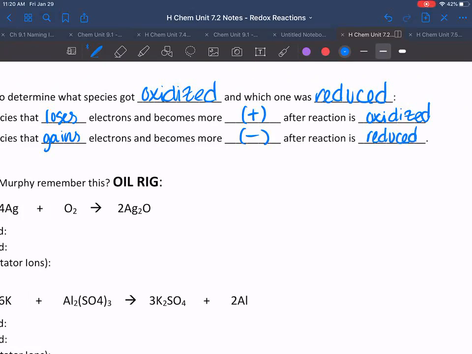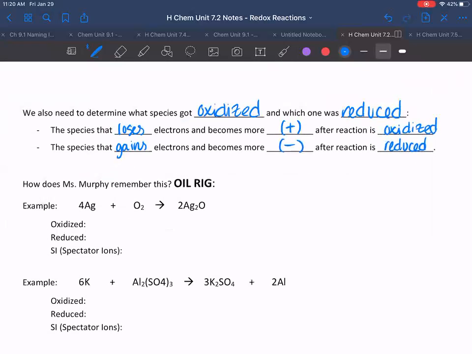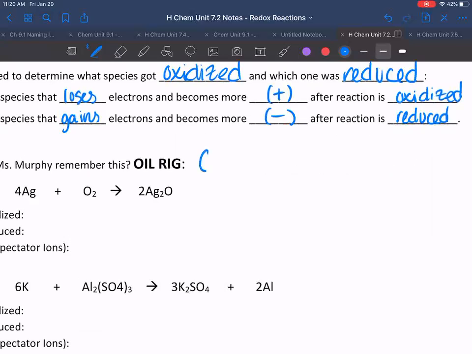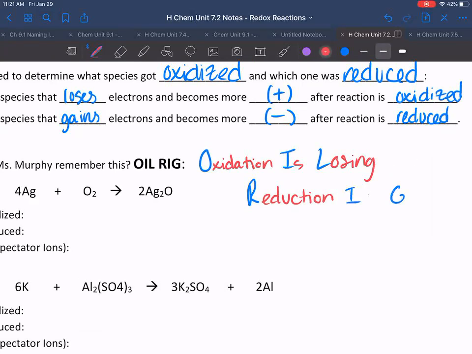And so I have a little word trick for you guys. This is how I was taught to remember this. I use OIL RIG. What it stands for is Oxidation Is Losing, and Reduction Is Gaining. So if you can never remember OIL RIG, you can use that as a tool.